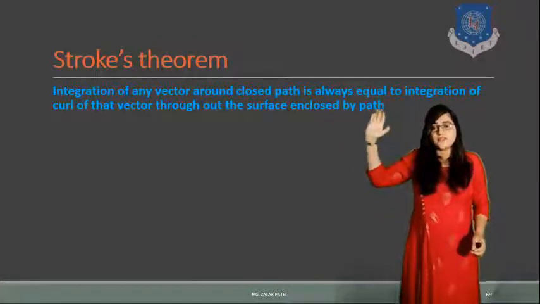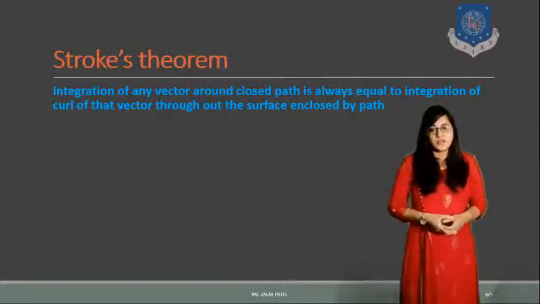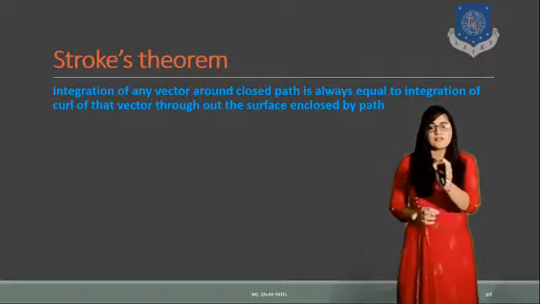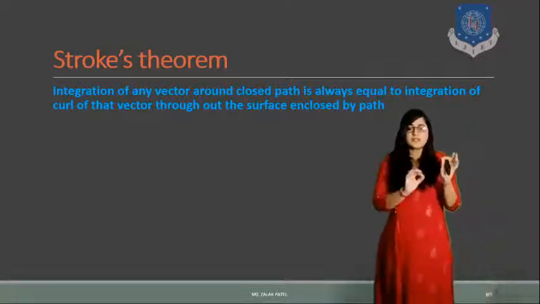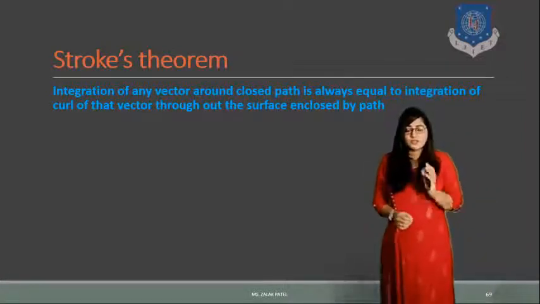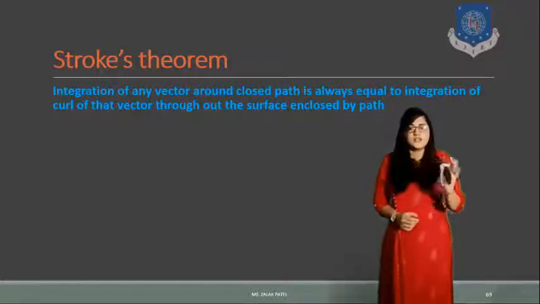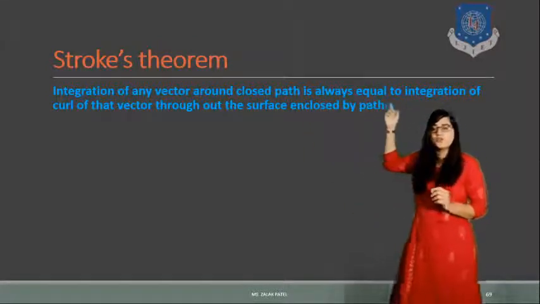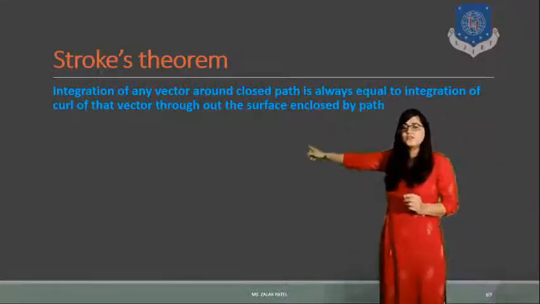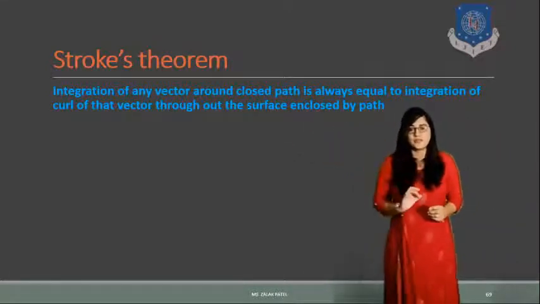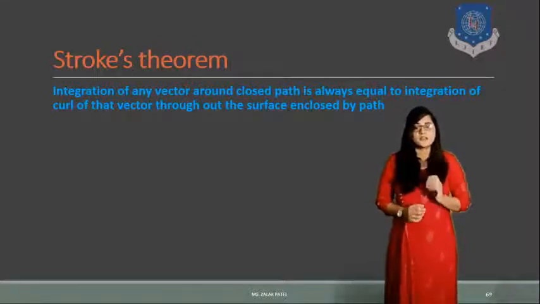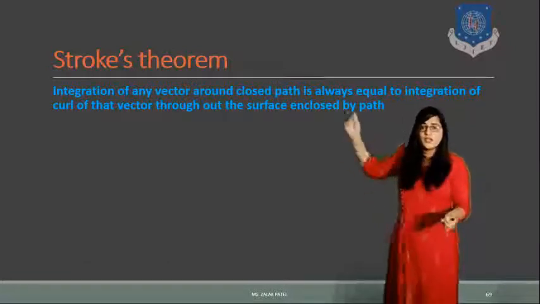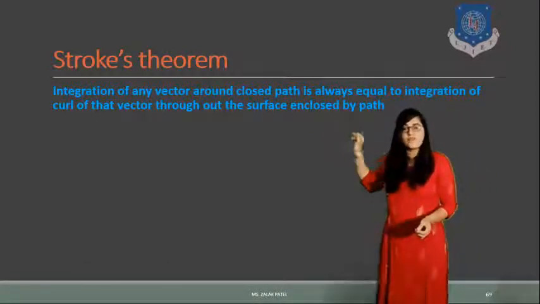Integration of any vector over a closed path. Let's say that vector is H. Over closed path integration means obviously line integration. So we can say that integration H dl is equal to the integration of curl of that vector throughout the surface. Throughout the surface means you have to take surface integration. Surface integration of what? Integration of curl of that vector.